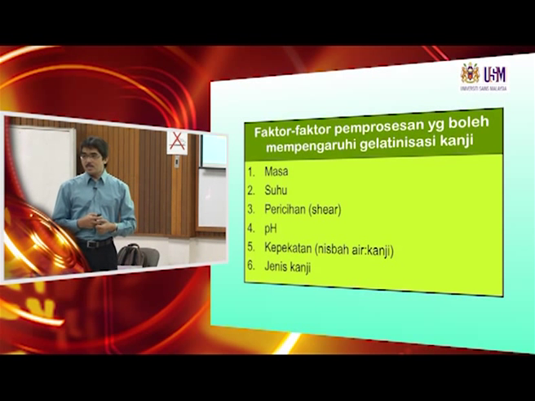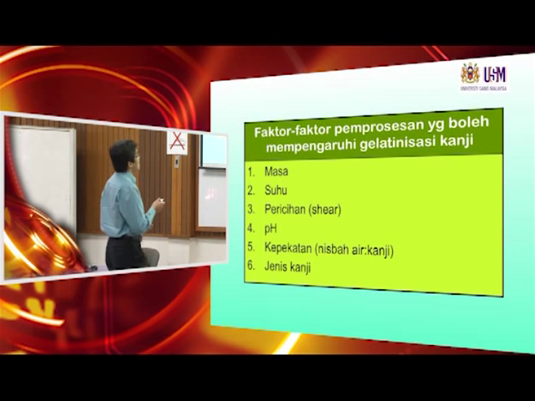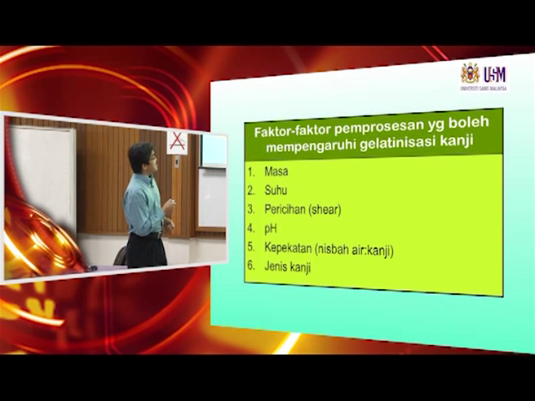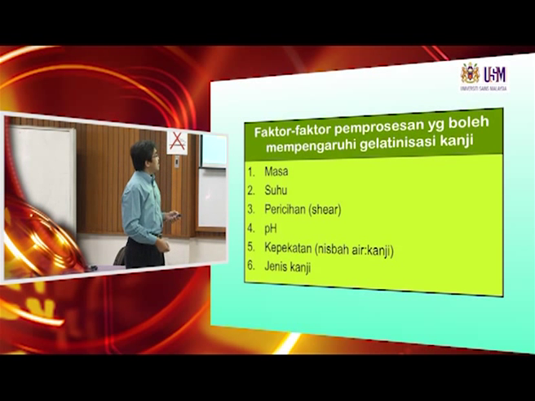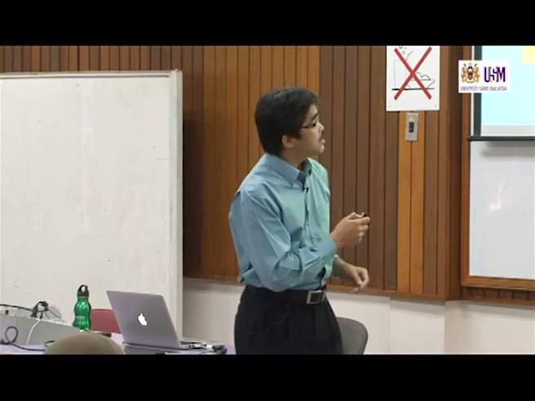So obviously now we can see pasting would depend on these factors. Gelatinization would be affected by time of heating, temperature of heating, or the temperature program that we use, amount of shear we put in. If we use a high amount of, say, mixing and stirring during cooking, the faster the stirring, the faster the gelatinization would start and complete. pH, the ratio, and the type of starch. So I want you to explore more on your own how these different factors affect the process of gelatinization.